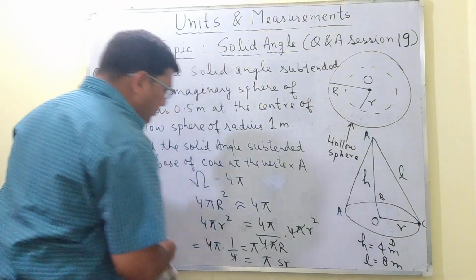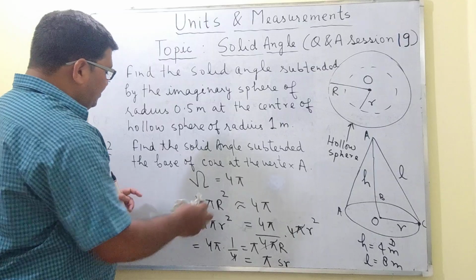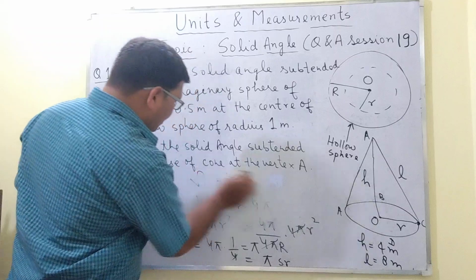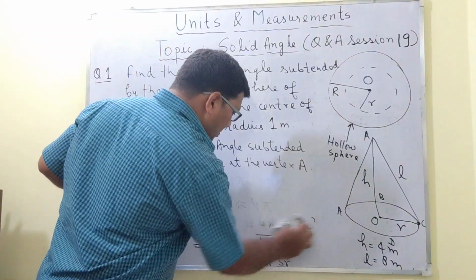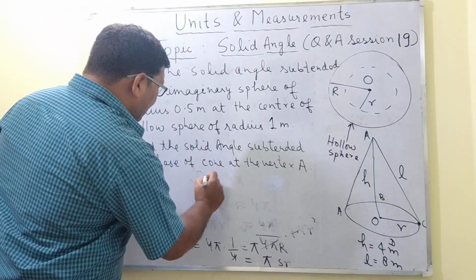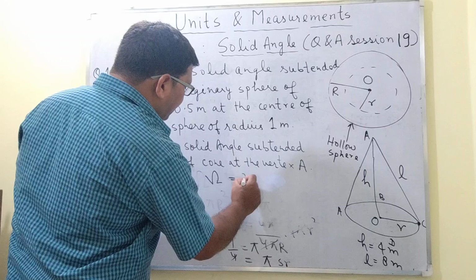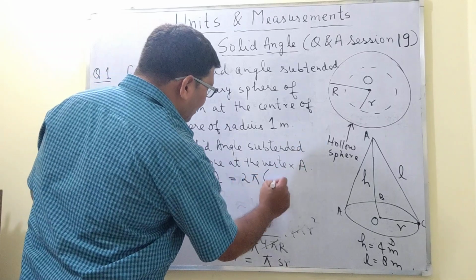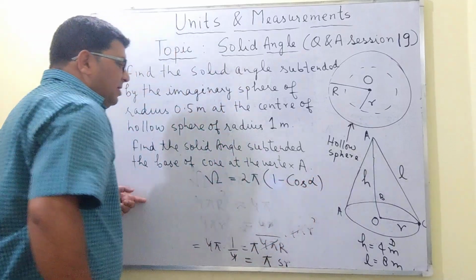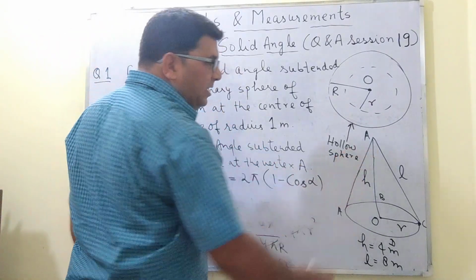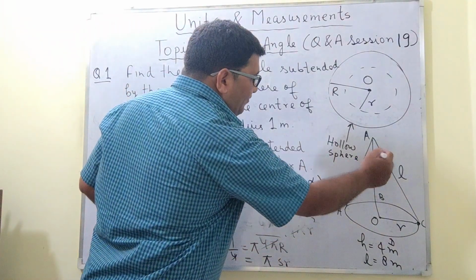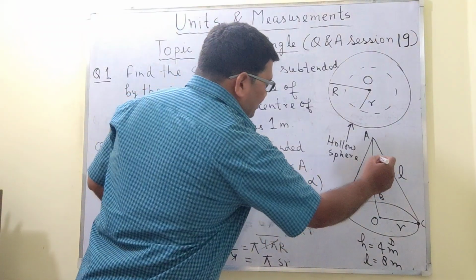Now in the second question we have to find the solid angle subtended by the base of the cone at the vertex A. So here the solid angle subtended by the base of the cone at the vertex will be equal to 2 pi into 1 minus cos alpha, where alpha is half of the vertex angle. So first of all I will find the value of alpha. So this is alpha.